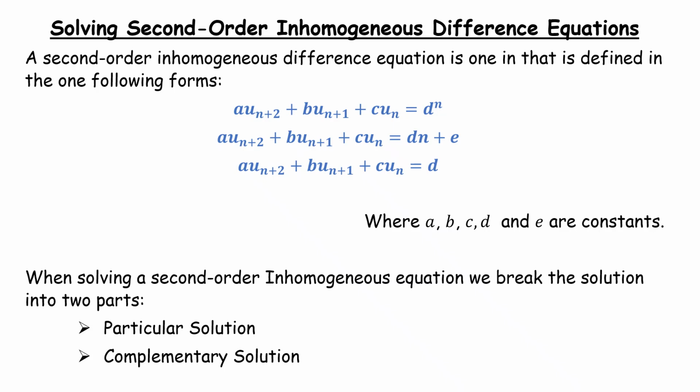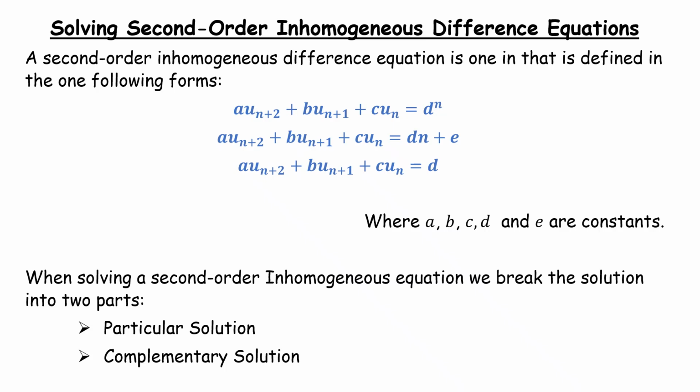But on the right, instead of it being equal to 0, like we're used to for homogeneous, we have a function of n. So that first one there is an exponential, the next one is linear, and the last one is a constant. So when we solve these inhomogeneous equations, we're getting two different solutions and effectively putting them together.